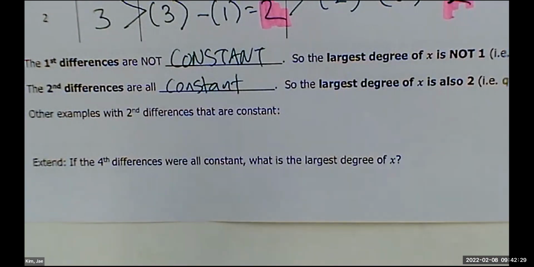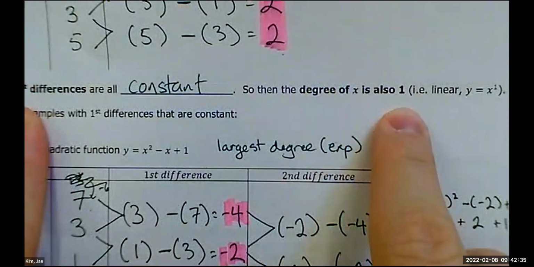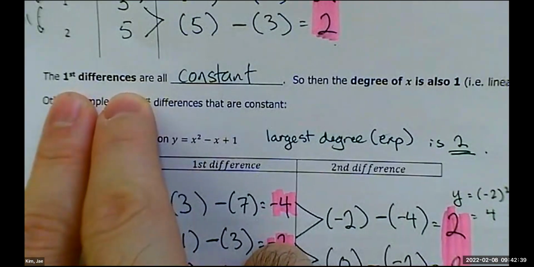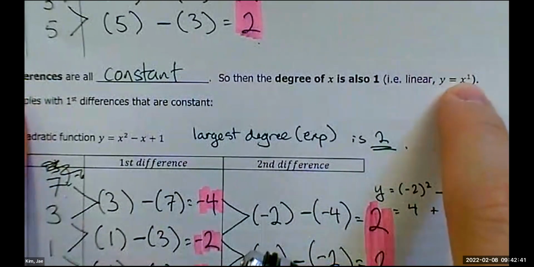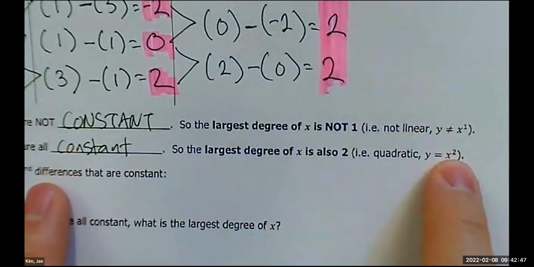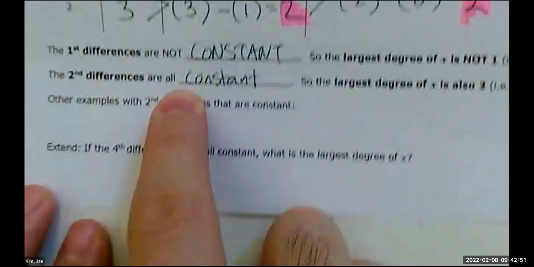Quick pattern, okay? If the exponent is 1, the first difference is constant. I'll say it one more time: if the exponent is 1, the first difference is constant. If the degree is 2, the second difference is constant.